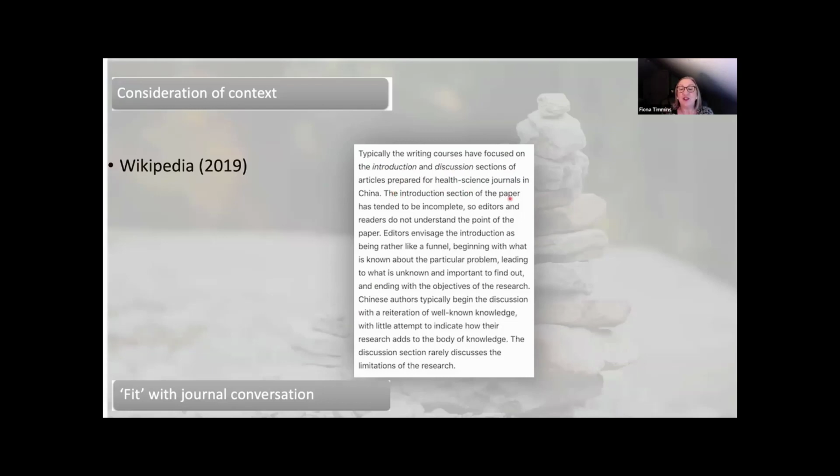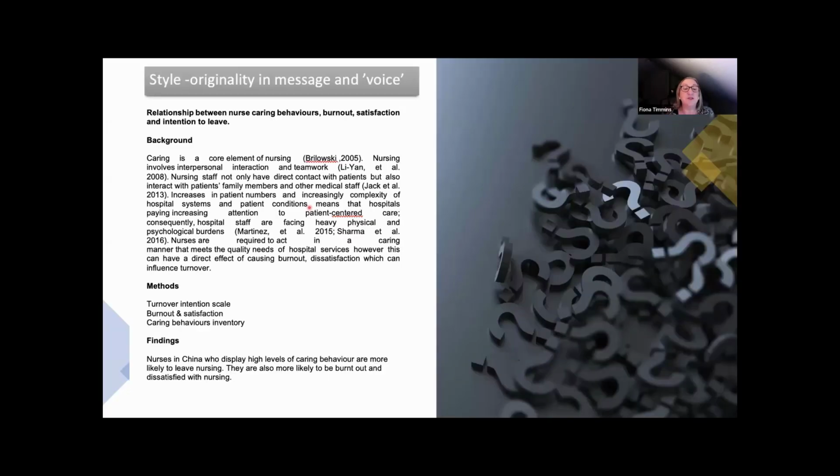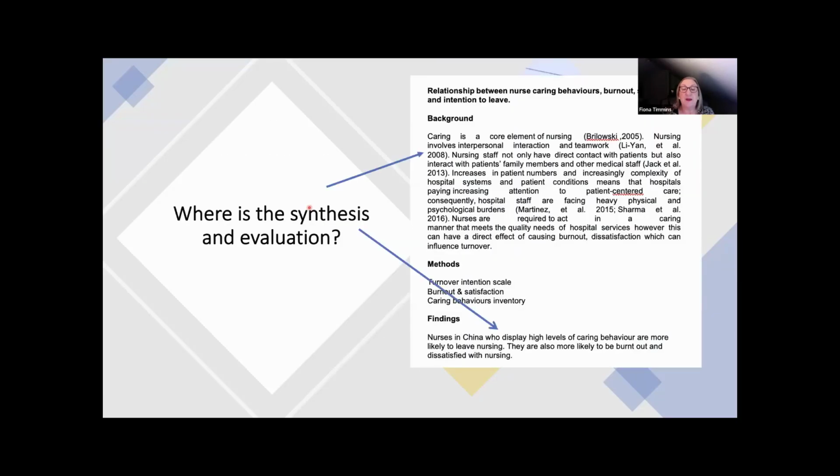The introduction section of the paper has tended to be incomplete, so editors and readers do not understand the point of the paper. And that's really important, that we often, particularly if we're writing for other purposes, such as our program, university, and so on, this introduction and background is based on that purpose. So when you put it into a journal, it's incomplete. The reader and the editor does not really even understand the point of the paper. For example, in this paper, we don't really know what the point is. Where are we going with this?